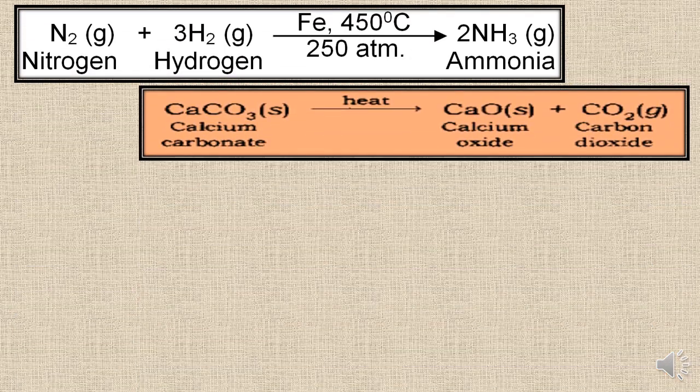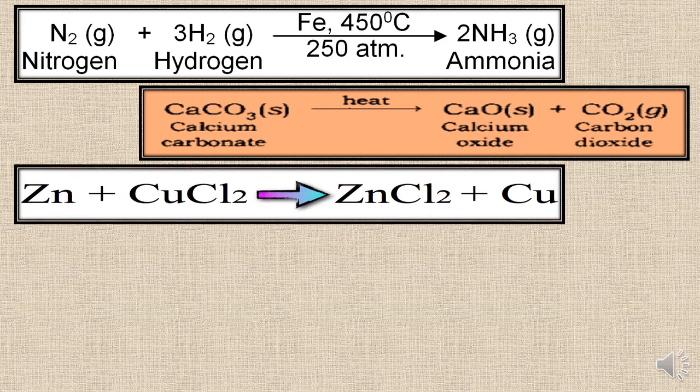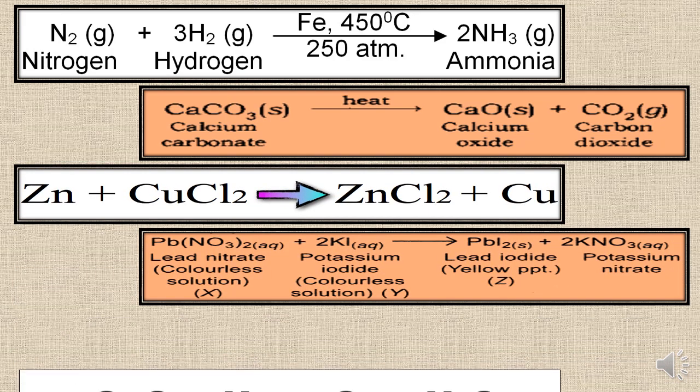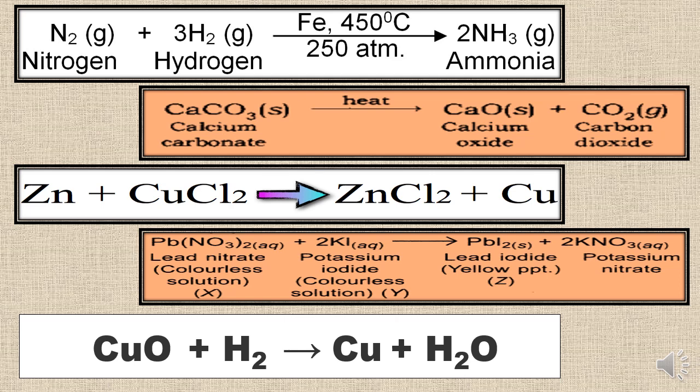Let me start with these chemical reactions. Can you guess whether these 5 types of chemical reactions are of same type or different types? Let me help you. In the first reaction, nitrogen and hydrogen gases combine to form ammonia. Whereas in the second reaction, calcium carbonate when heated breaks down into calcium oxide and carbon dioxide.